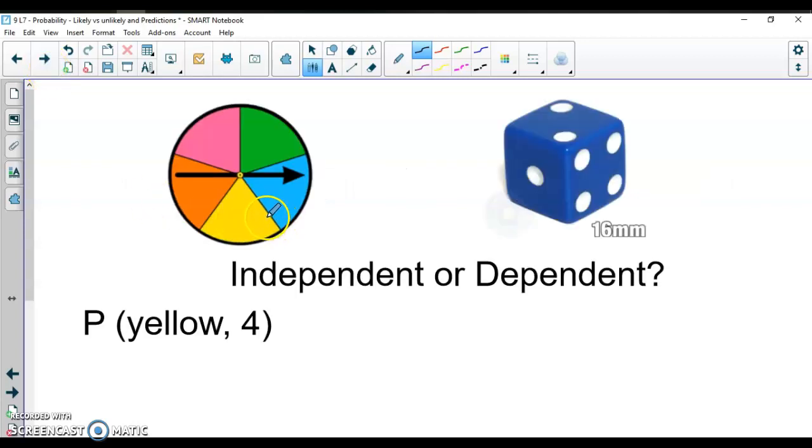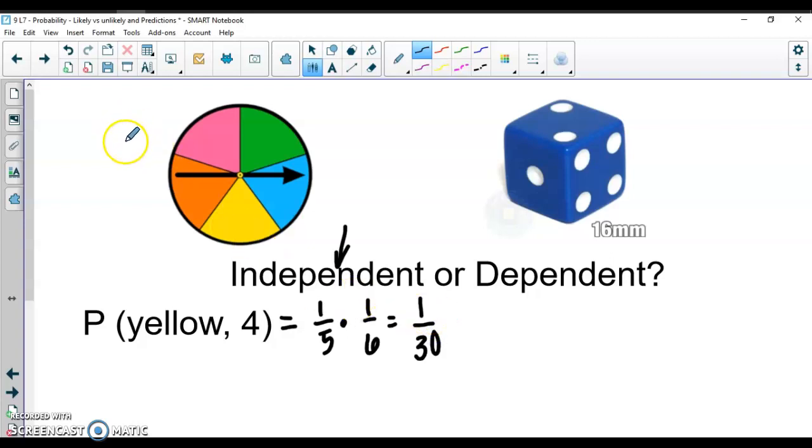So just a real quick recap: if we have a spinner and then we have a die, are these going to be independent or dependent? These actually are independent because whatever I get on the spinner has nothing to do with what's going to happen on the die. So for probability, we take the two probabilities, and because it's two probabilities, we multiply. Spinning a yellow is 1 out of 5, times getting a 4, which is 1 out of 6, which gives us a probability of 1/30.